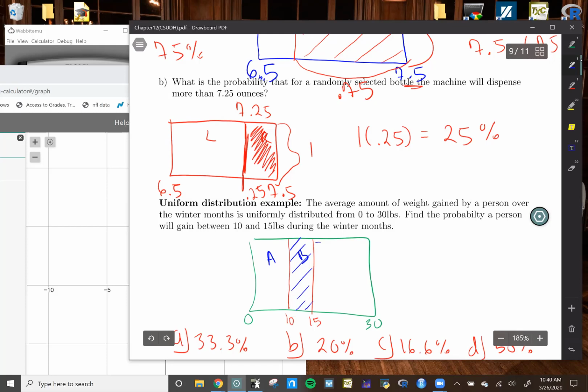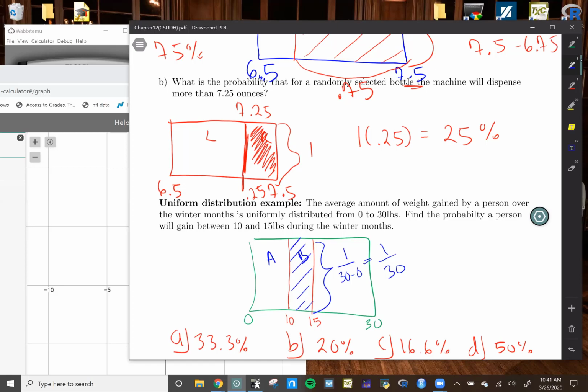So we want to get the height of this rectangular figure. So we want to do 1 divided by the highest number. What's the highest number? 30. Yeah. What's the lowest number? 0. Cool. So you get 1 divided by 30. So that's the height of it.